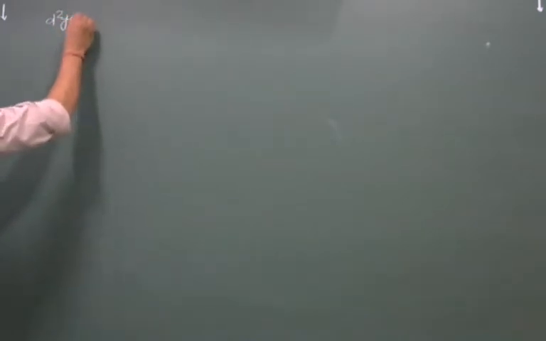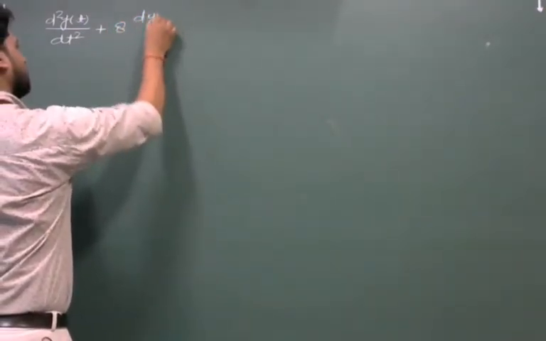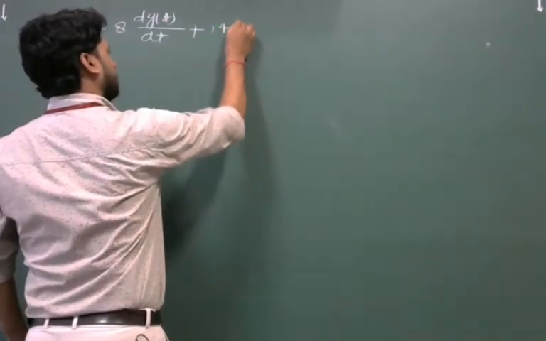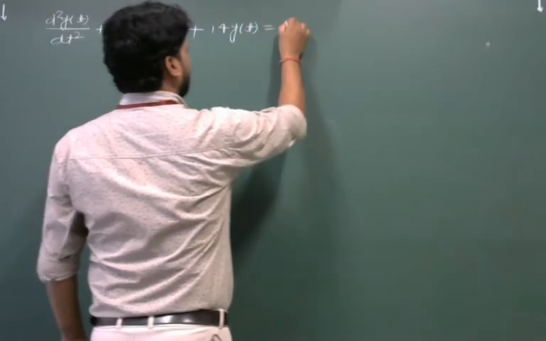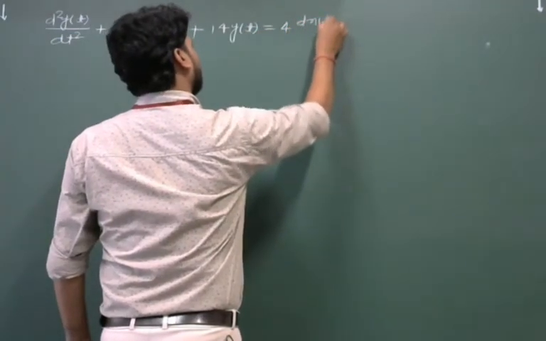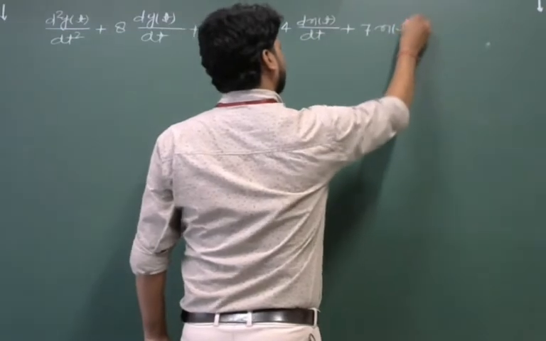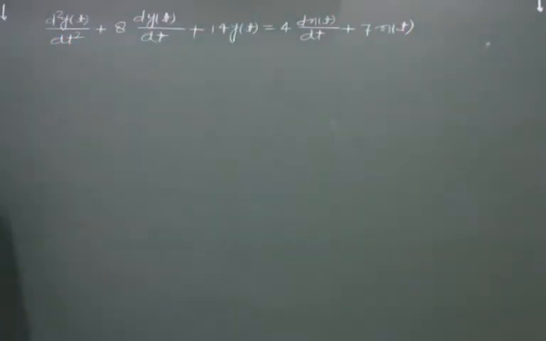The differential equation is given as d²y(t)/dt² plus 8 dy(t)/dt plus 14 y(t) is equal to 4 times dx(t)/dt plus 7 x(t). So this is the differential equation.